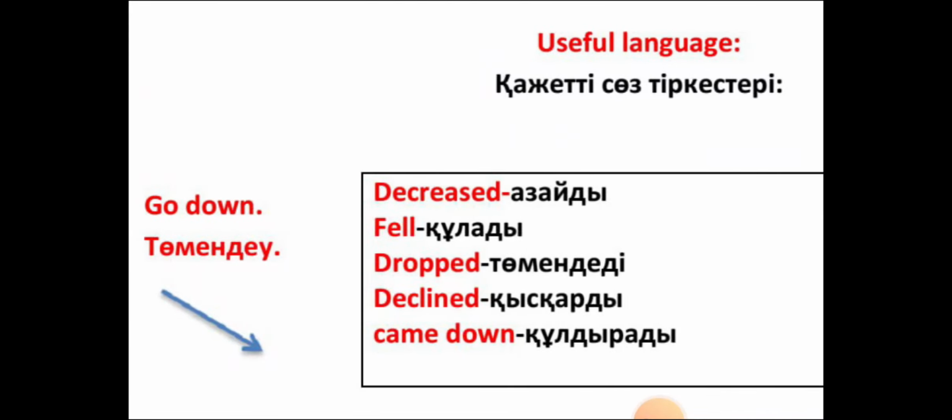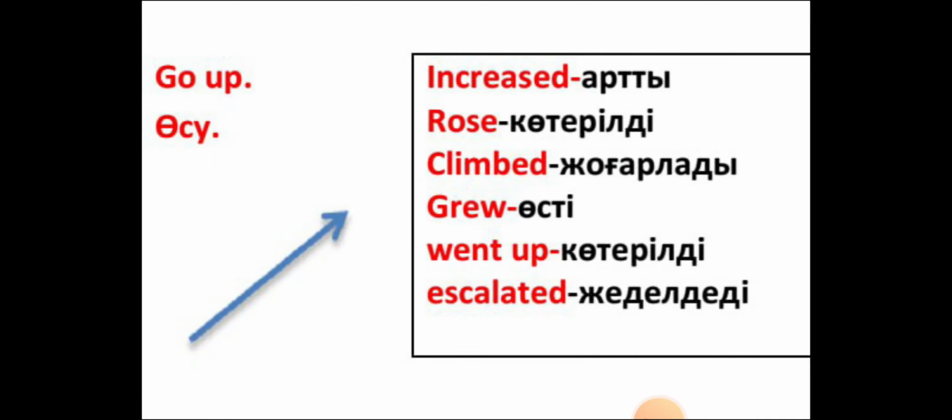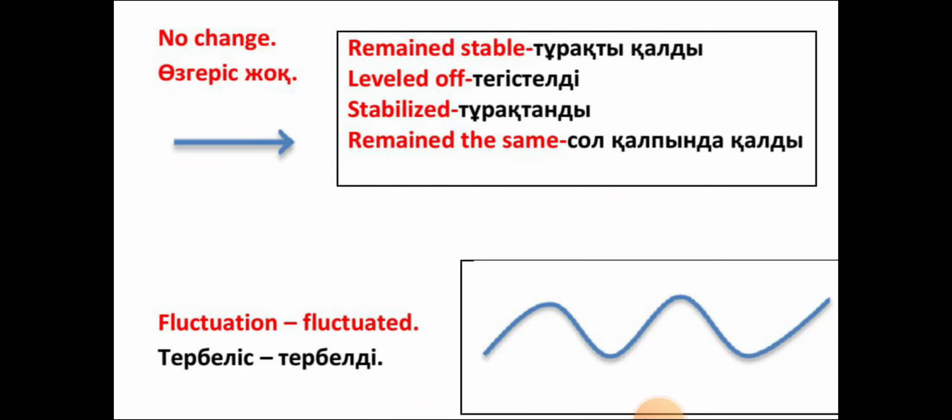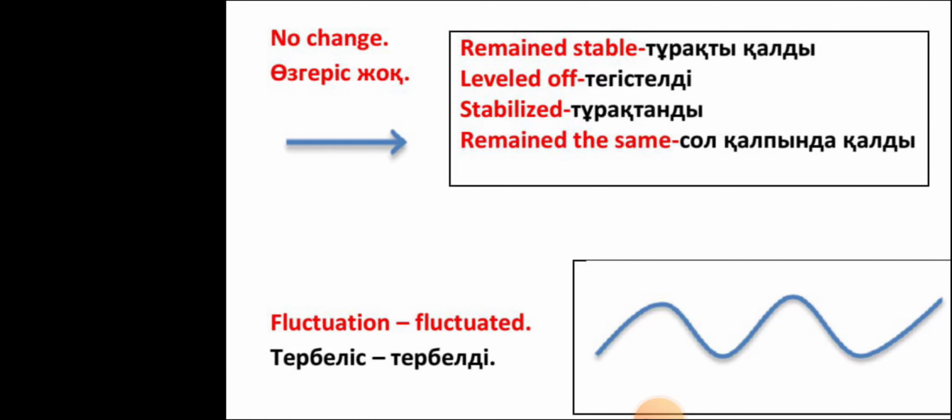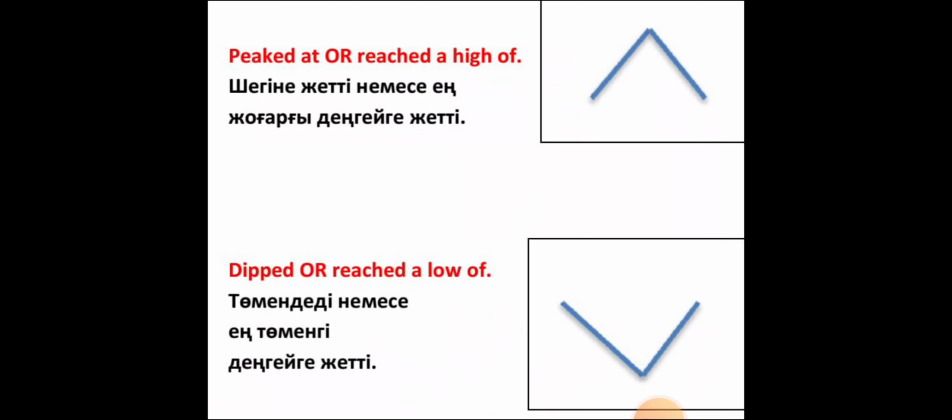Useful language. Go down: decreased, dropped, declined. Go up: increased, rose, climbed, grew, went up, escalated. No change: remained stable, leveled off, stabilized, remained the same. Fluctuation, fluctuated. Peaked at or reached a high of. Dipped or reached a low of.